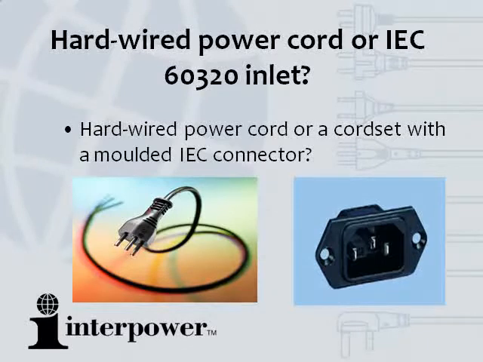The advantage of using a hardwired power cord is where there is a limited amount of panel space to place an inlet. The disadvantage is that once a power cord is connected to the equipment, it can only be exported to a country that accepts the country-specific plug at the other end.